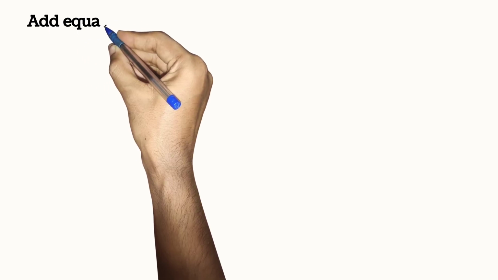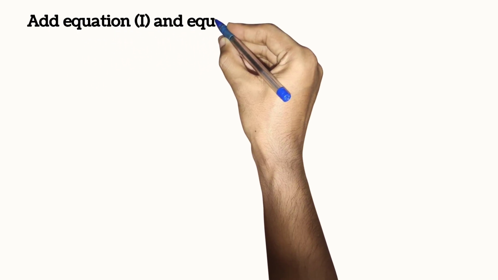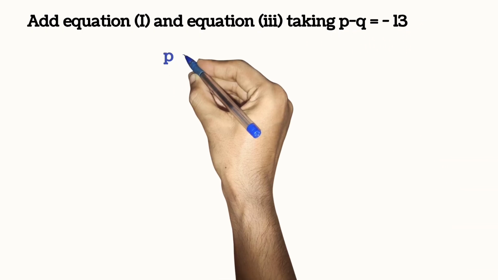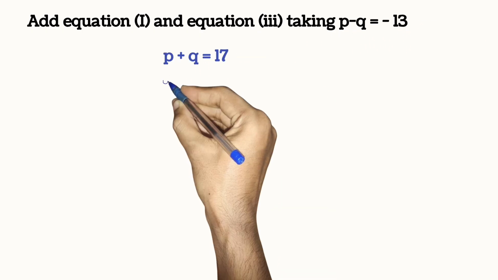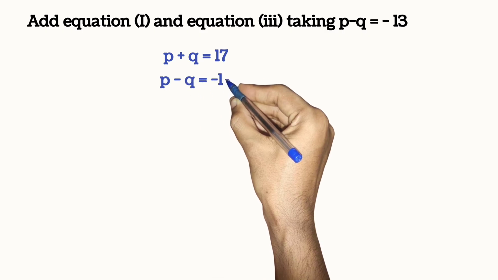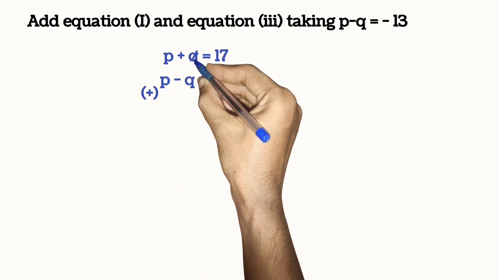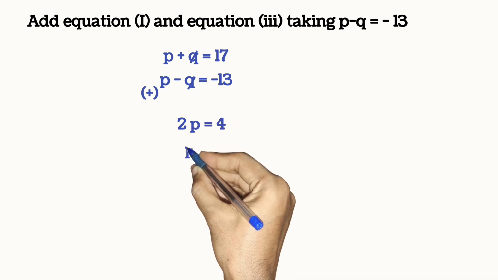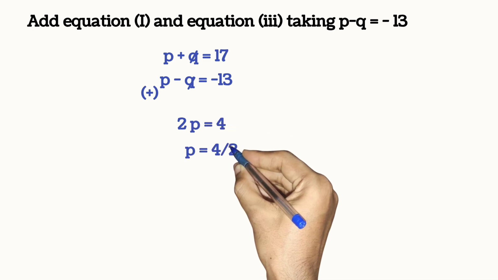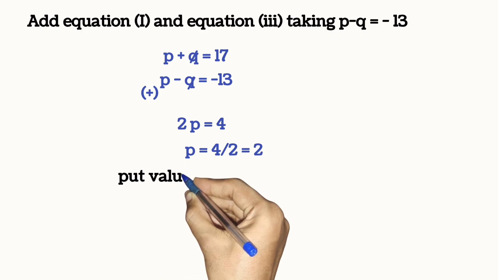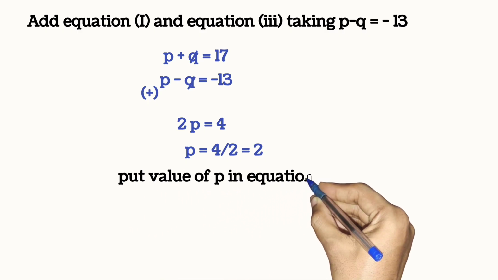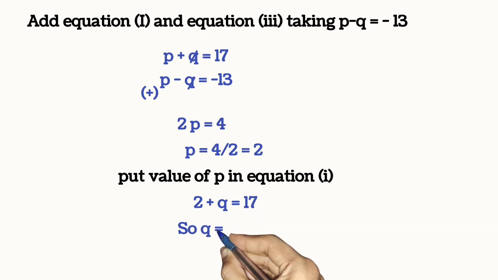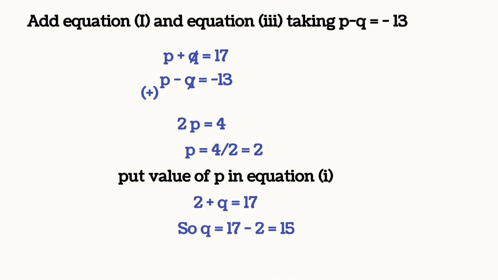Now add equation 1 and equation 3 taking p minus q equal to minus 13. Then p plus q is equal to 17 and p minus q is minus 13. Now add these, plus q and minus q will get cancelled, we will get 2p equal to 4, then p equal to 4 divided by 2, that is equal to 2. Now put the value of p in equation 1, we get 2 plus q equal to 17. So q equal to 17 minus 2 equal to 15.